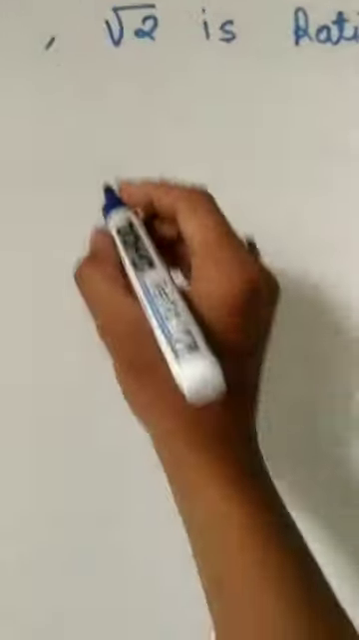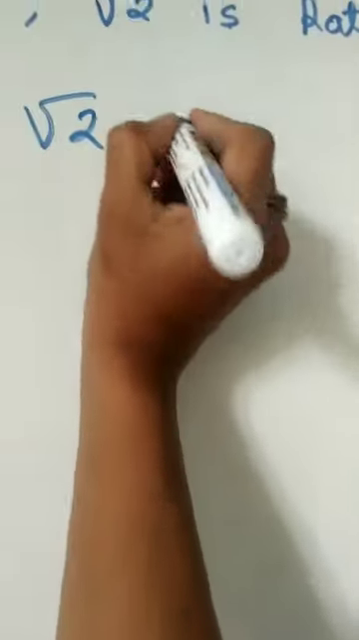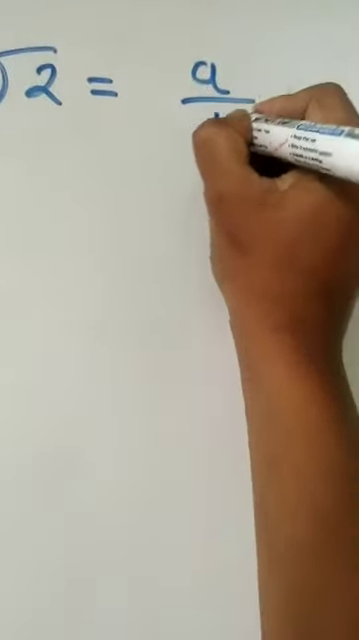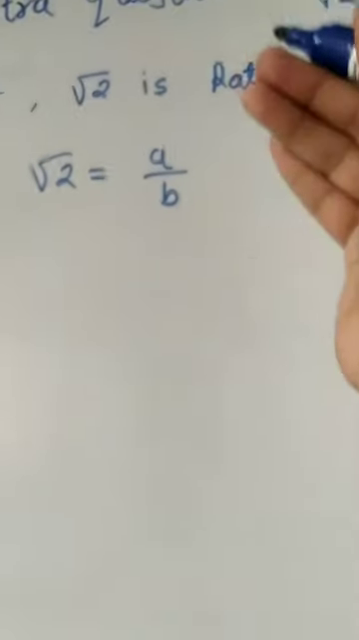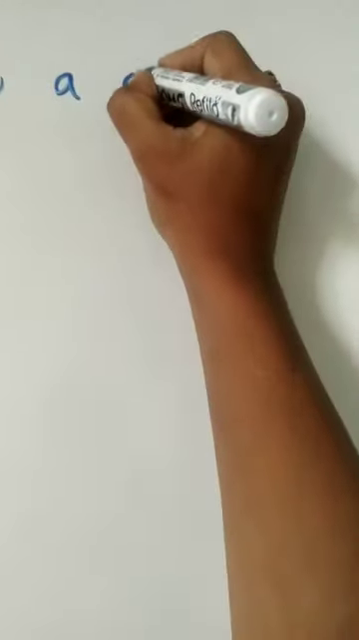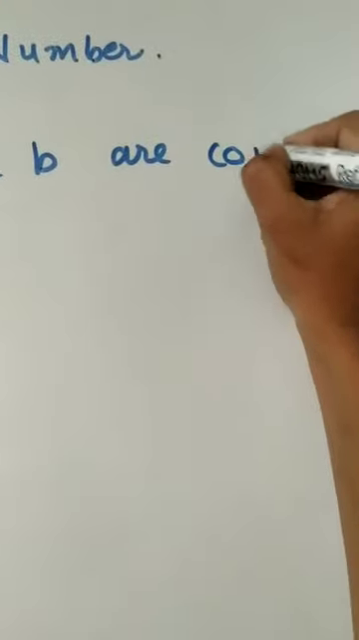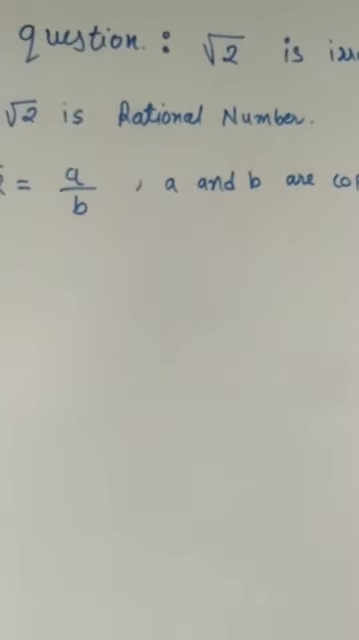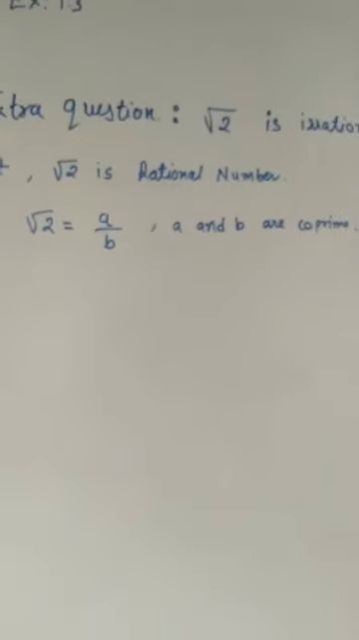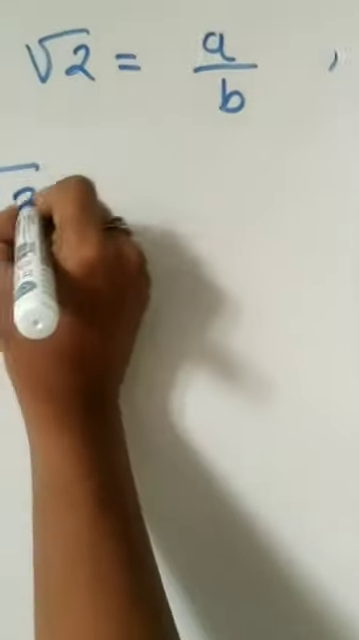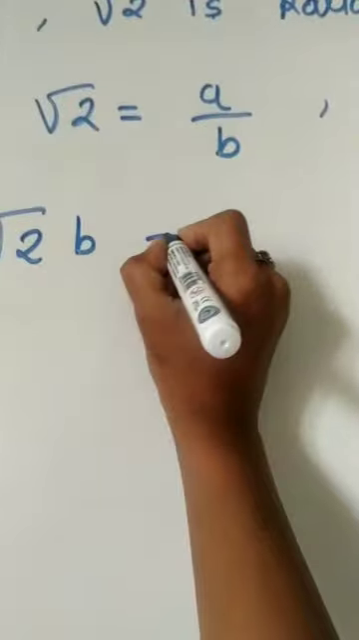This thing we are taking by ourselves. If any number is rational, it means we can write it in the form of a by b, with numerator and denominator. Here we can write that a and b are co-prime. Now we will take that b with under root 2, so we can write under root 2 b is equal to a.